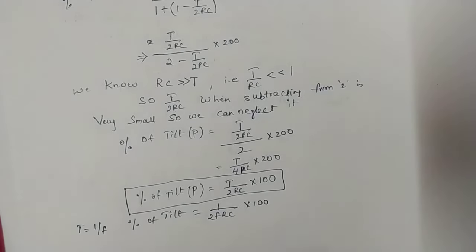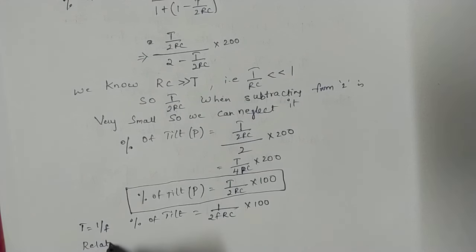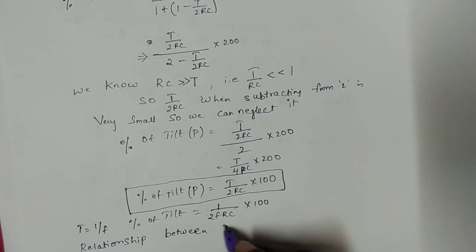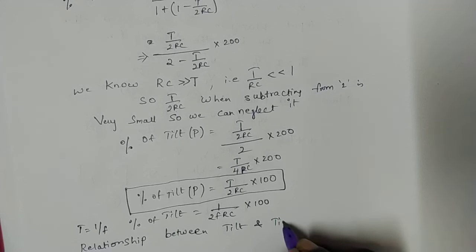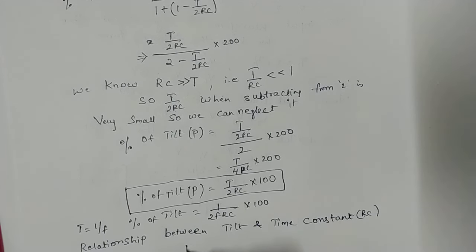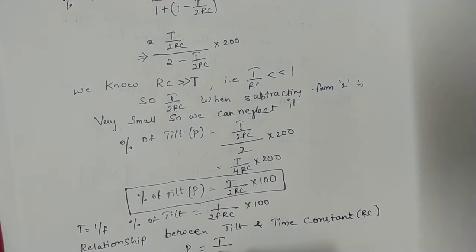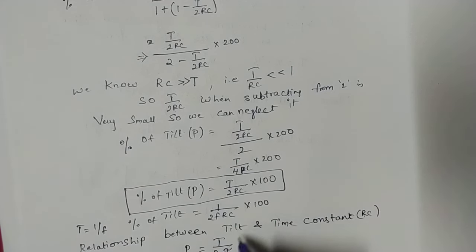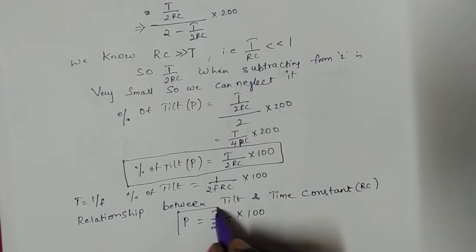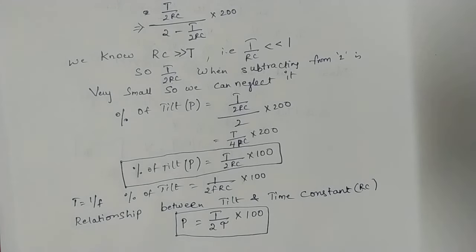Now the relationship between tilt and time constant. What is the relation between these two? Time constant is nothing but RC. So the percentage of tilt P equals T by 2 tau into 100, since RC equals tau. This is the relation between the tilt and time constant.